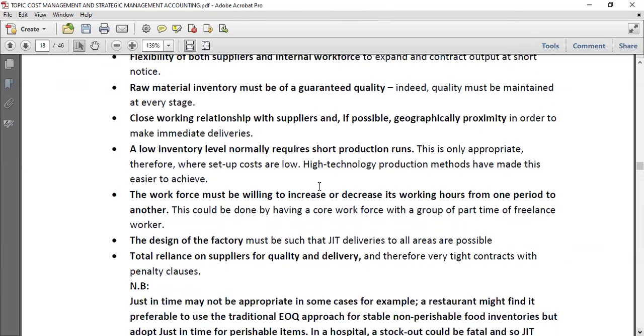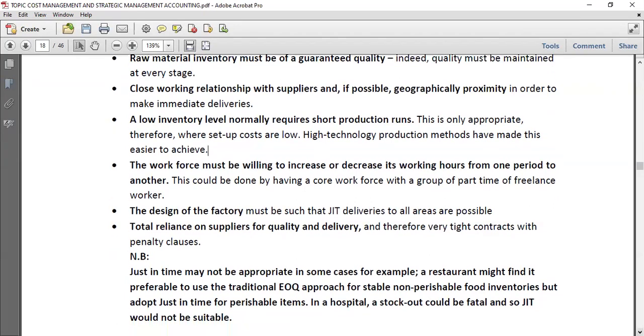Okay, of course, the workforce must be willing to increase its working hours from one period to the other. Remember, the workforce is not just producing. They must produce on demand, okay? So there are times when the workforce is going to work many hours. There are also cases where the workforce is going to work a few hours, okay? So that's very important to know.